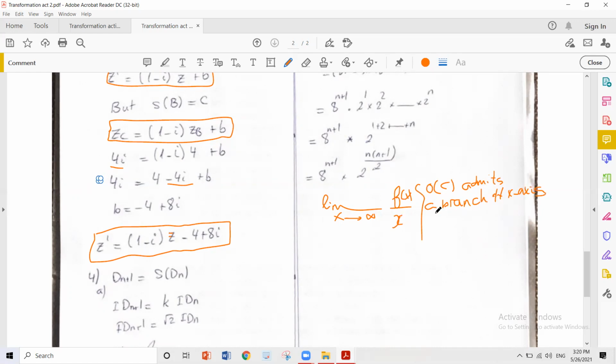If this limit is infinity, we say C admits a branch parallel to the y-axis. You can add this one to your notes for the function.